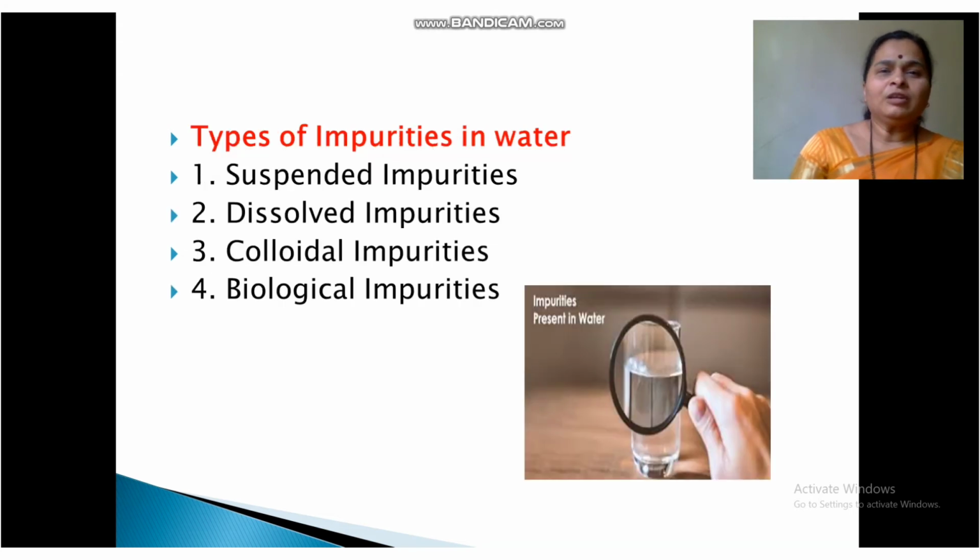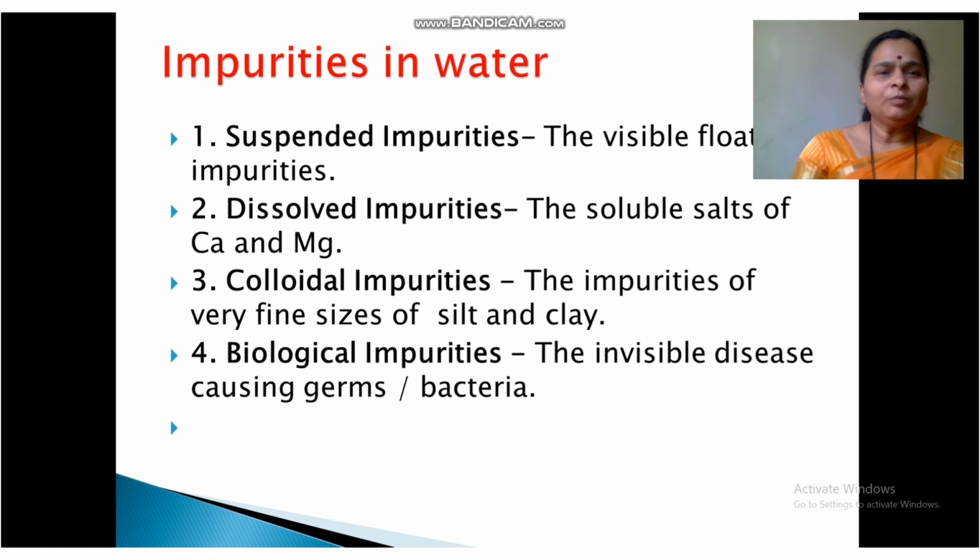Then what are the different types of impurities present in water? First is suspended impurities, that is floating material. Then dissolved impurities, which include different types of salts and gases. Then colloidal impurities and biological impurities. Biological means the presence of microorganisms in water. These are the impurities. See them one by one.